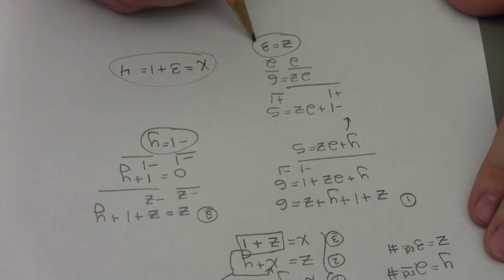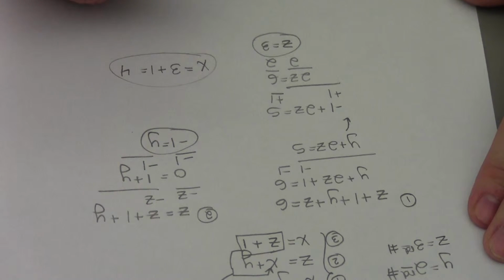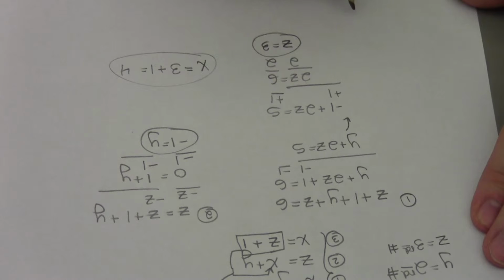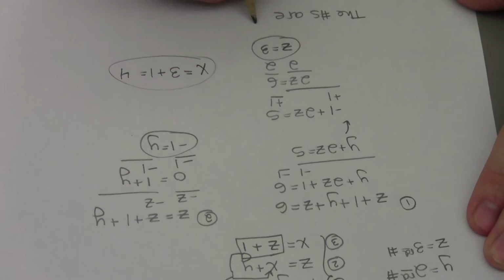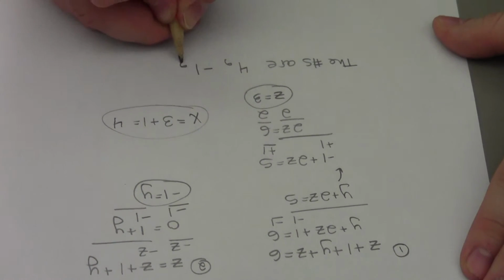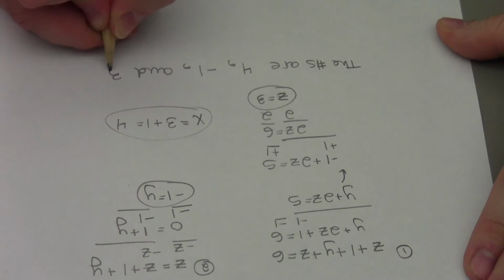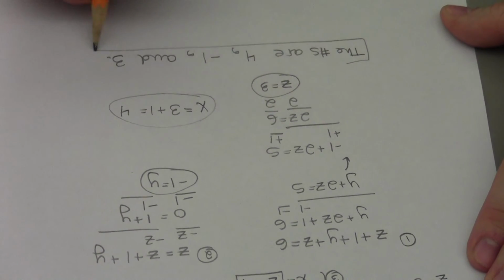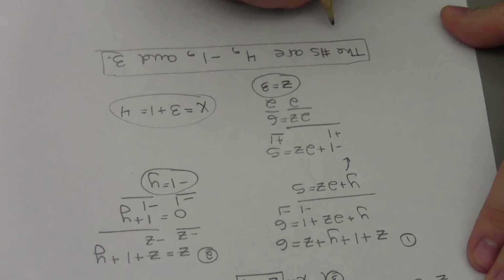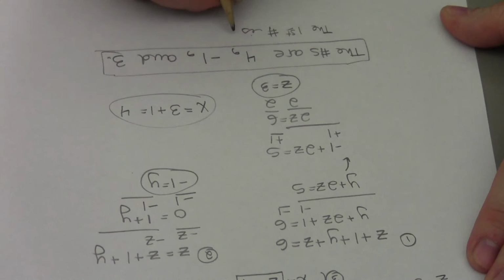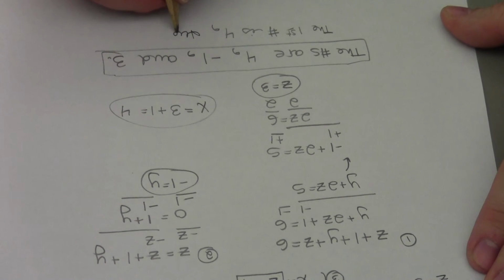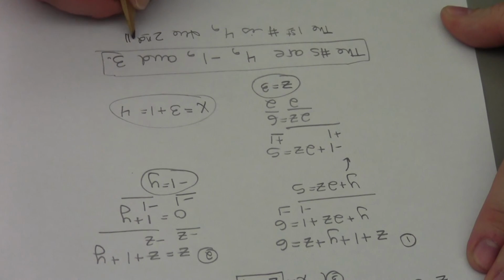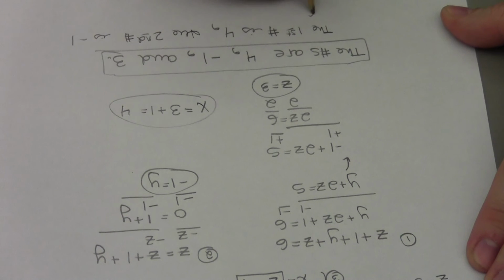I don't really want to give this answer as an ordered triple, though. Since it was a word problem, I do want to answer in words. I was just looking for three numbers here, so I'm going to answer by saying the numbers are 4, negative 1, and 3. And actually, I should probably be a little bit more specific. I should probably say the first number is 4. The second number is negative 1. And the third number is 3.